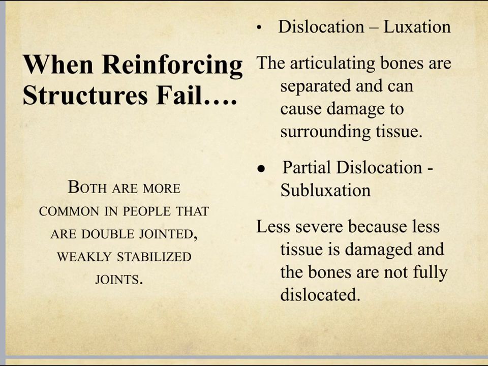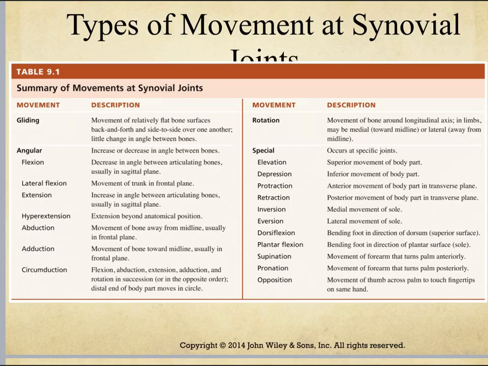Number one, a dislocation. Its clinical name is a luxation. This is where the articulating bones are separated, and this is dangerous because it can cause damage to surrounding tissues, muscles, blood vessels specifically, and nerves. Next is a partial dislocation, called a subluxation. This is less severe because less tissue is damaged and the bones are not fully separated or dislocated.